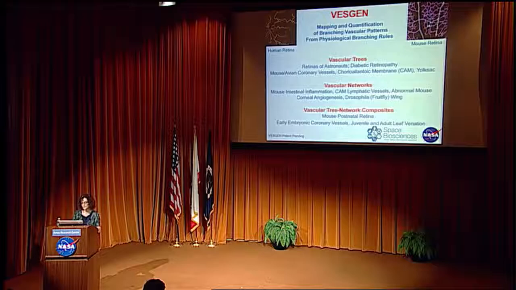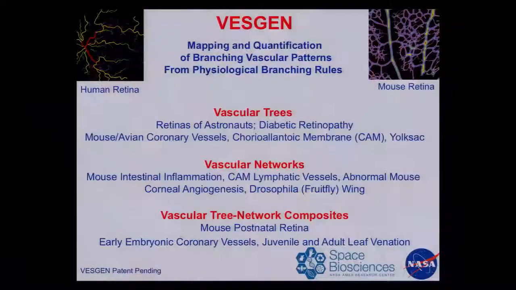The three fundamental types of vascular geometry listed here include trees, as illustrated by our VestGen map of the human retina, vascular networks, illustrated by the mouse retina, and then tree network composites, of which this really is an example. I've again listed here the various applications we have tested, published, and just to say that the ubiquity of the fractal branching phenomenon has been quite an interesting story that I wouldn't have predicted.